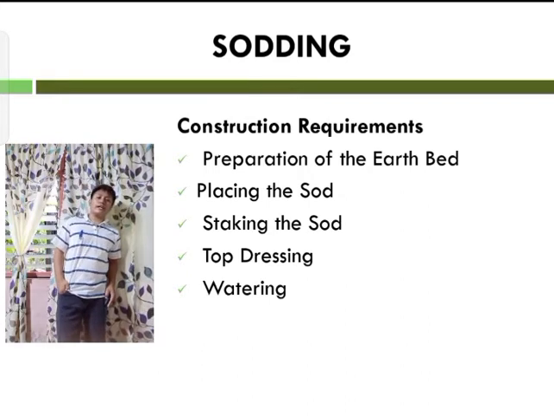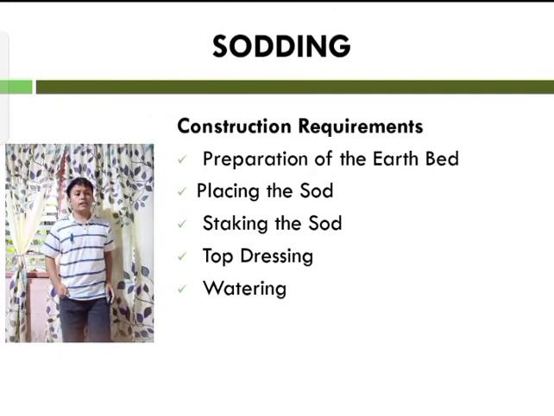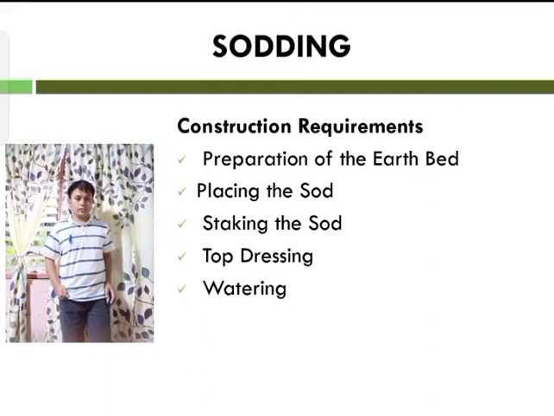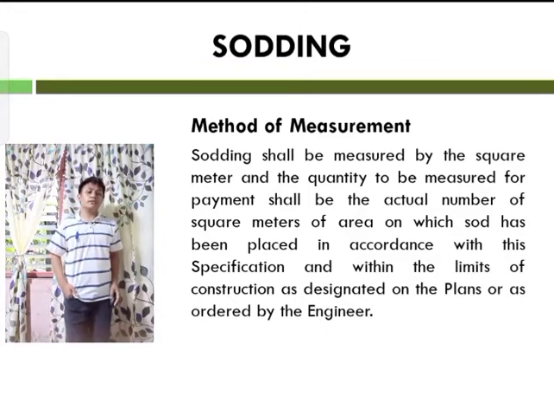And lastly, we have the watering. So the contractor shall regularly water and maintain sodded area in a satisfactory condition for the duration of the contract and until the final acceptance of the work by the engineer. So that's it for the construction requirements. Now let's proceed to method of measurement.